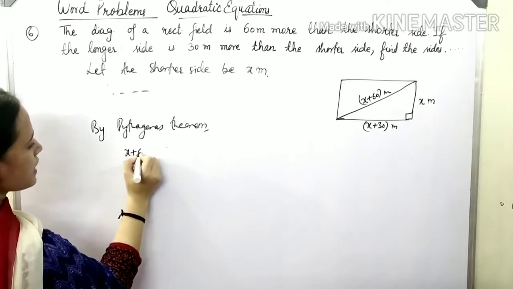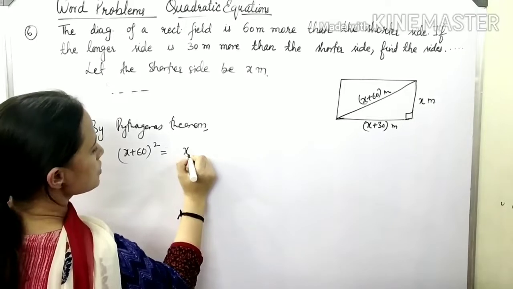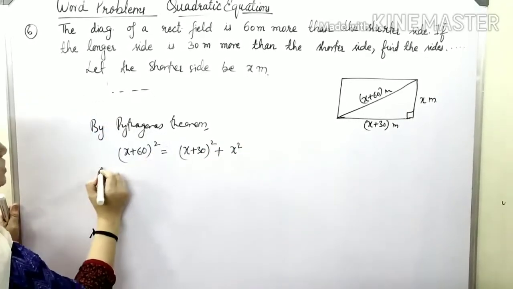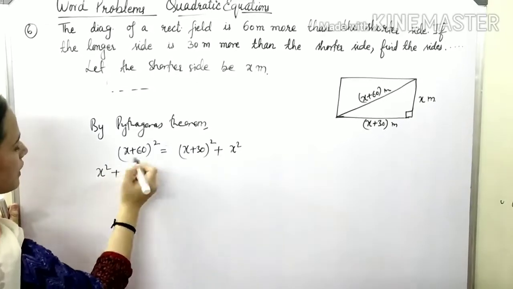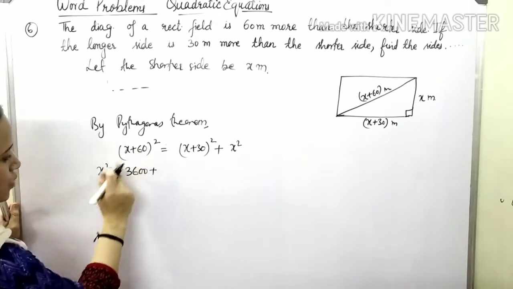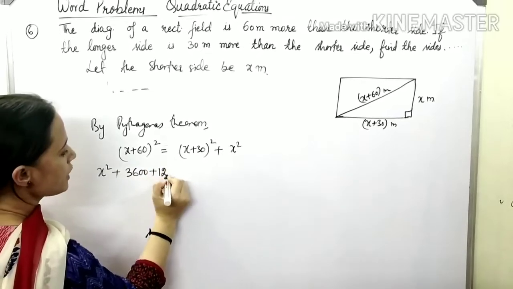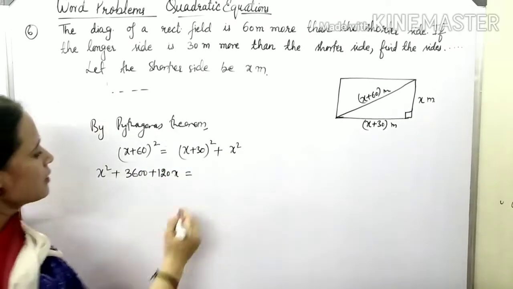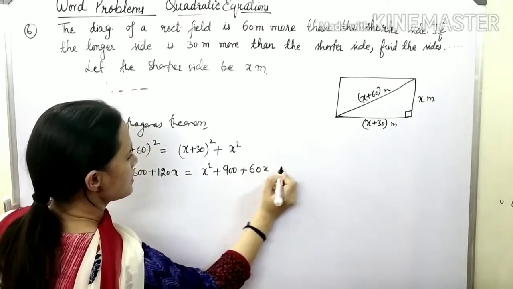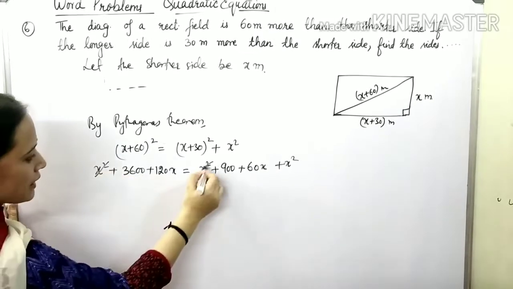X plus 60, that is the hypotenuse. The square of x plus 60 is equal to (x plus 30) whole square plus x square. So we'll solve it. We'll expand using the identity. x square plus 3600, that is a square plus b square plus 2ab, that is 2 into 60 into x, 120x. Similarly here, we'll get x square plus 900 plus 60x, and plus x square. With 1 x square will get cancelled.